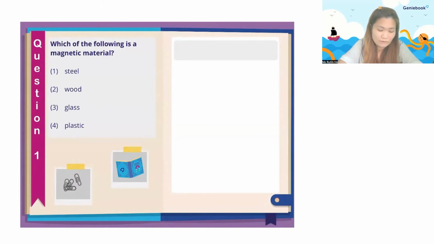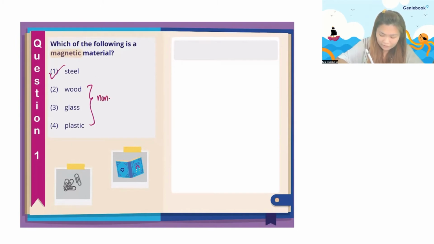They're asking you which of the following is a magnetic material. This one is easy, right? They're asking for magnetic material. So the only magnetic material you have here is actually steel. It's pretty obvious. So what are all these materials known as? Wood, glass, and plastic. What do you call them? We call them non-magnetic materials.